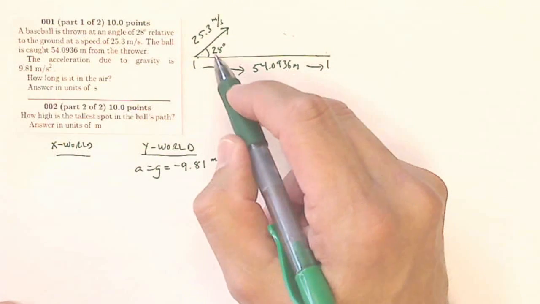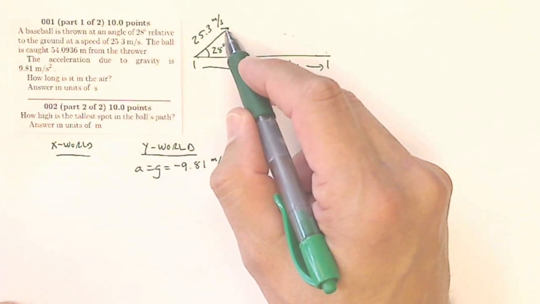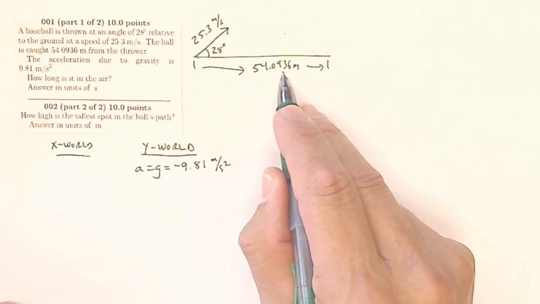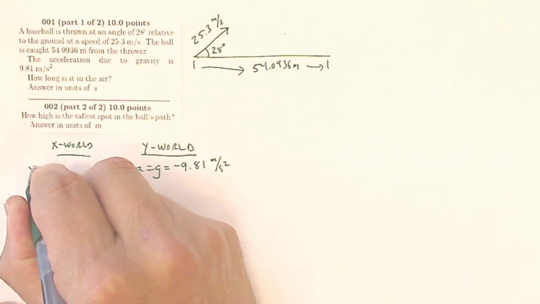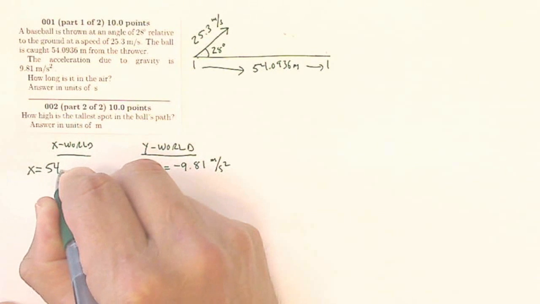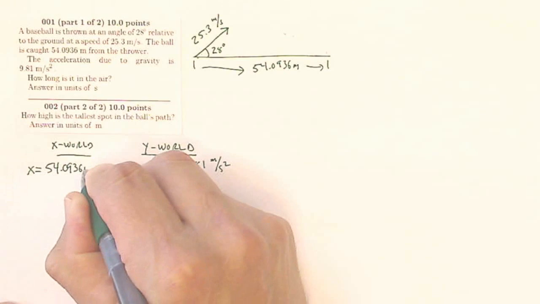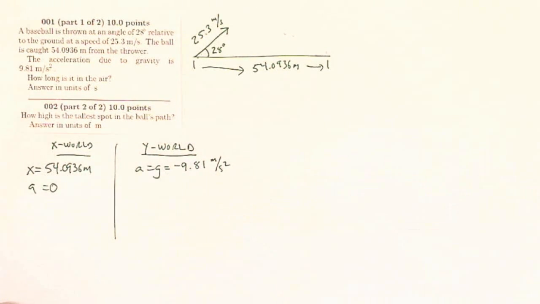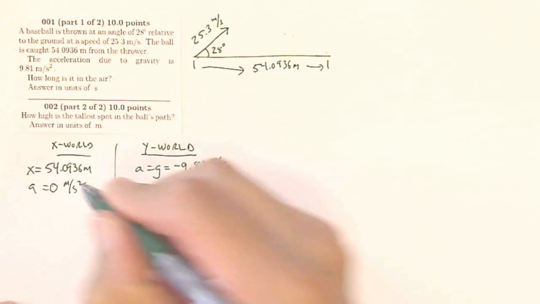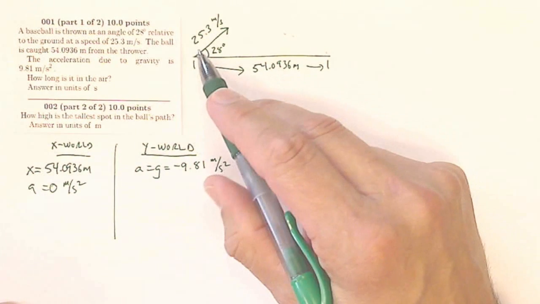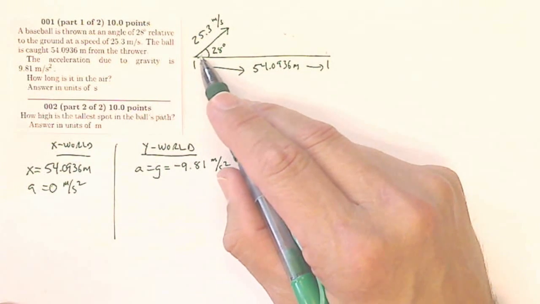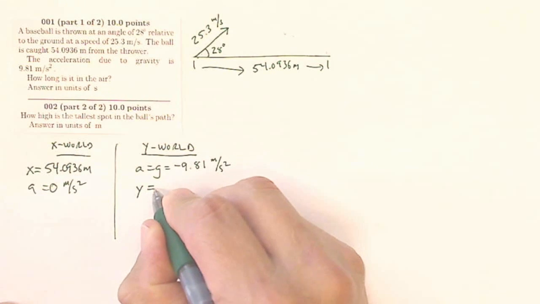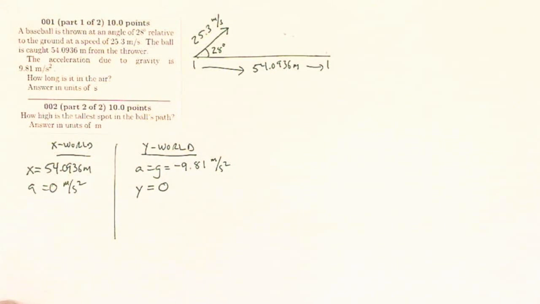I can't put this velocity in with this angle because that's what I call the monster. I have to split that into an x and y component. What I do know is at the end of the throw, 54.0936 meters is my displacement. So x is 54.0936 meters. I also know that my acceleration in the x world is 0 meters per second squared. Now the one other thing I know, this is where tricks come in handy. I know that if it goes up and comes back down, my displacement in the y world is going to be 0. That's going to help me out later on.